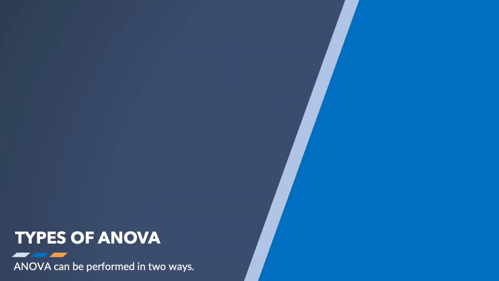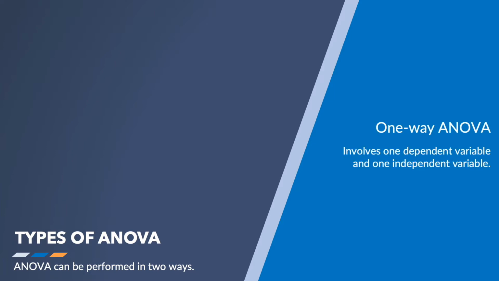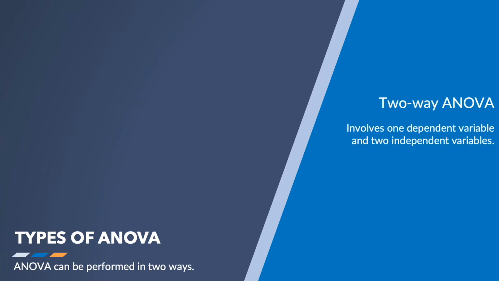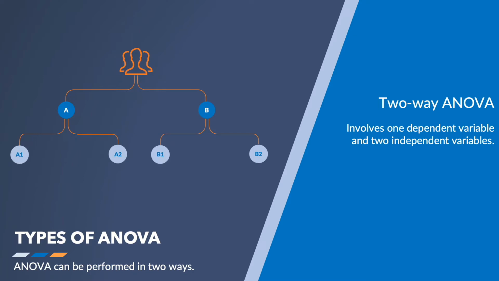ANOVA can be performed in two ways. The first one is one-way ANOVA, where there is only one dependent variable and one independent variable. The independent variable must have at least two levels or two groups. The second one is two-way ANOVA, where there is one dependent variable but two independent variables. The independent variables in this case must have multiple levels or groups.